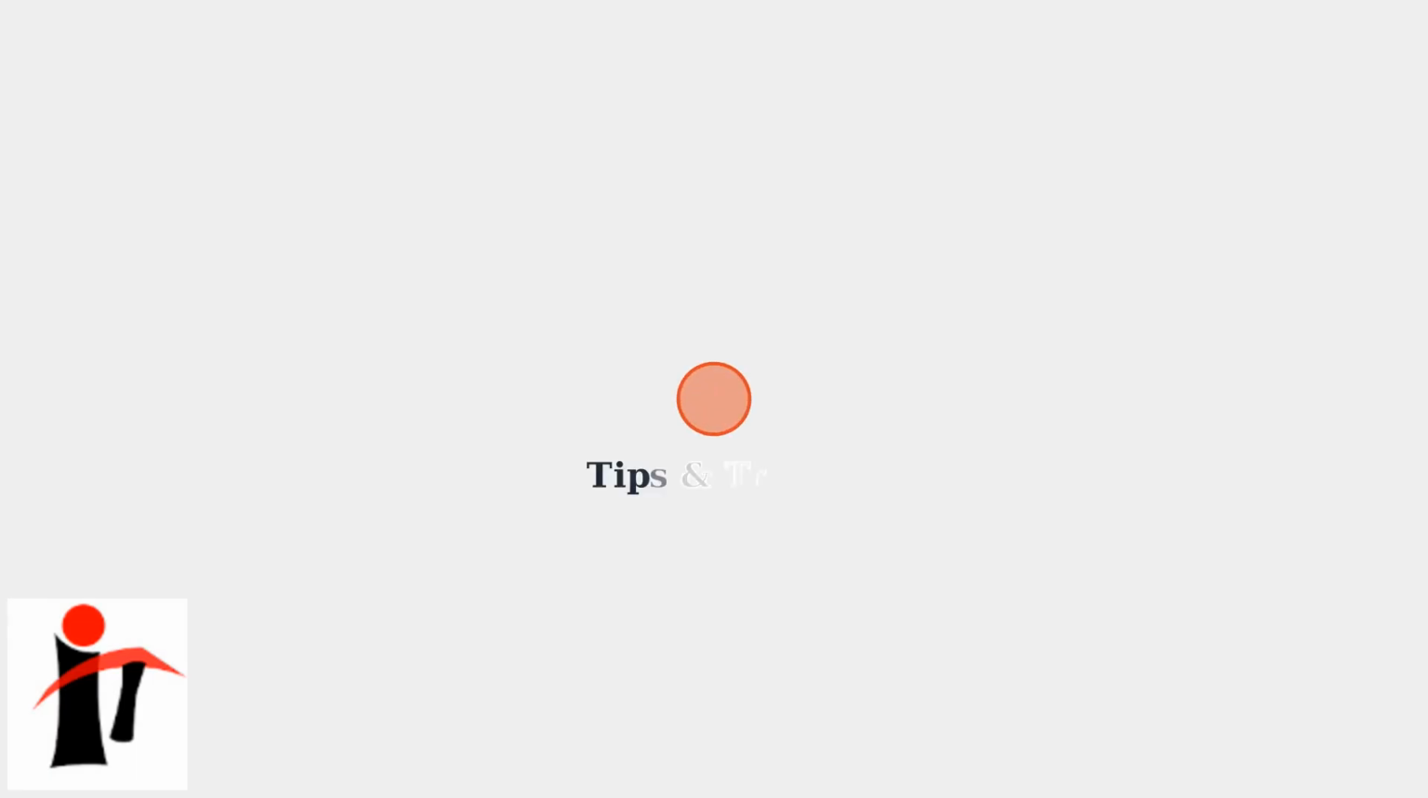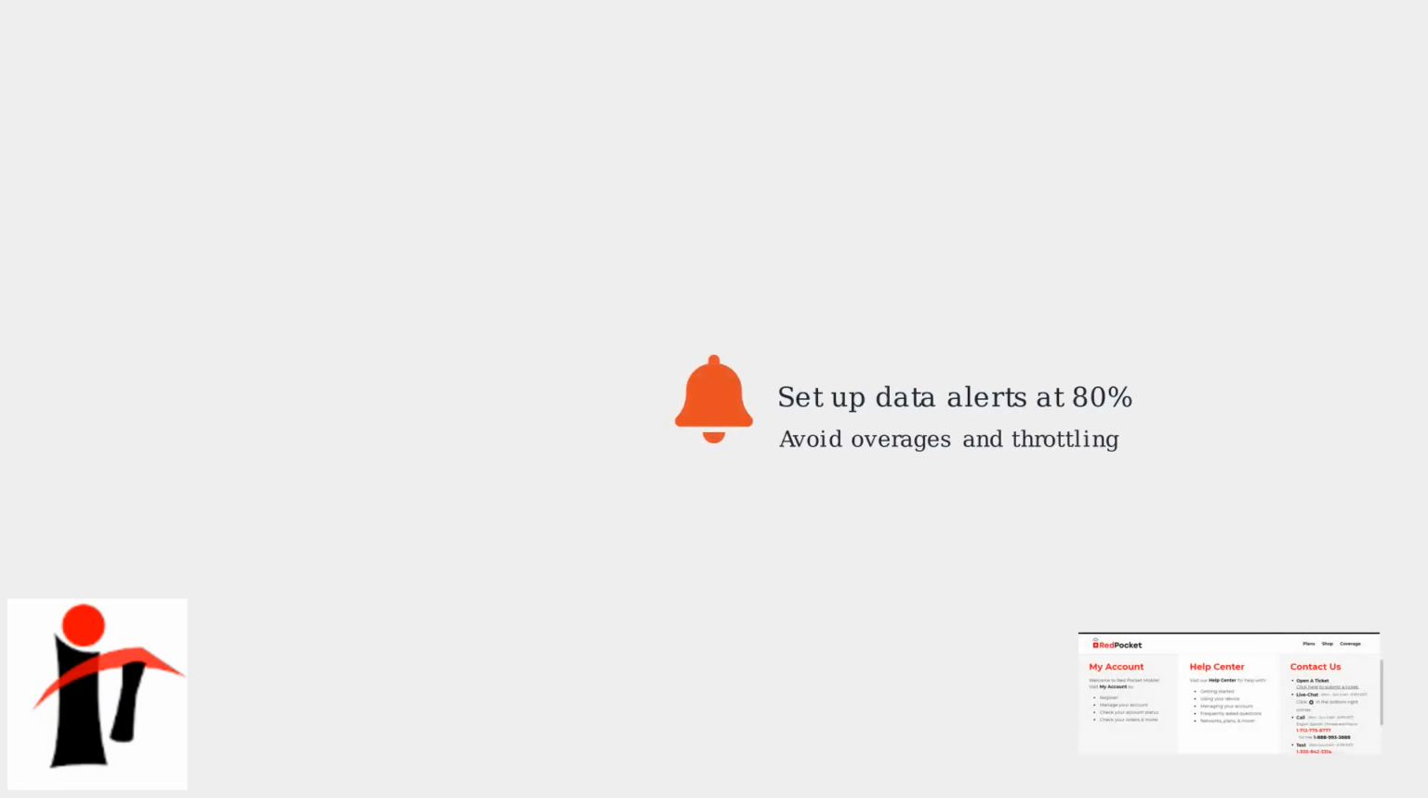Now that you know how to check your data, let's talk about managing it. Be sure to set up data usage alerts in the Red Pocket app to get notified when you reach certain thresholds, like 80% of your data limit. This helps avoid overages and potential throttling.